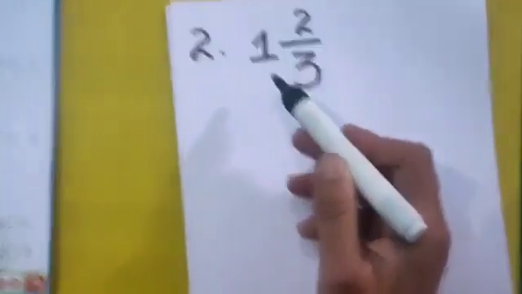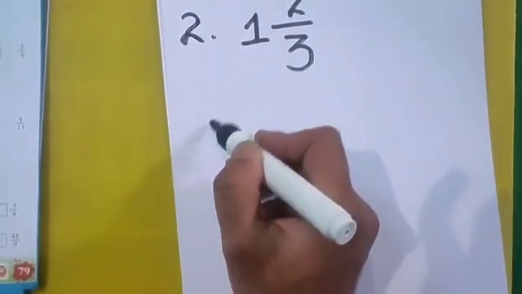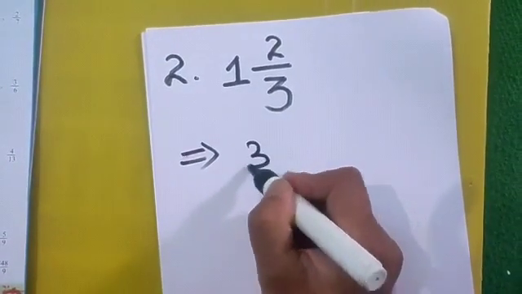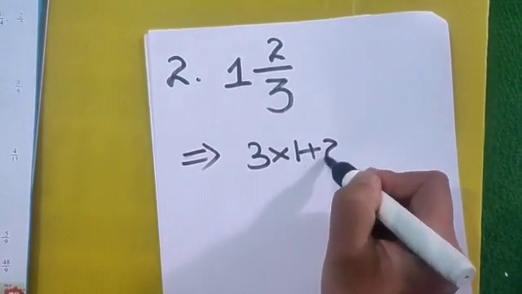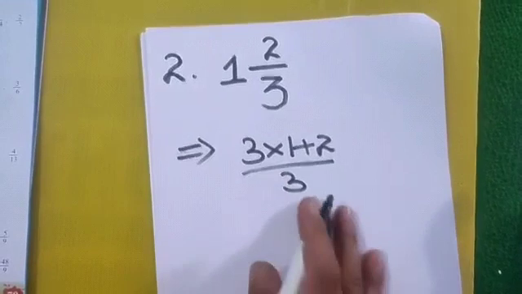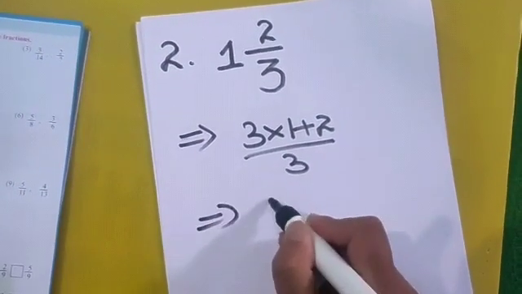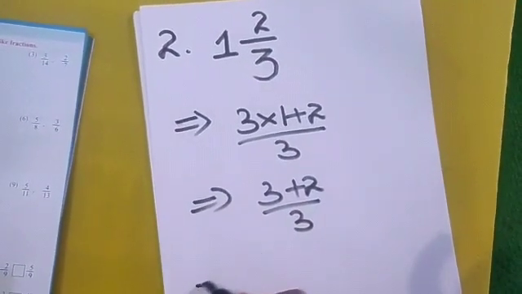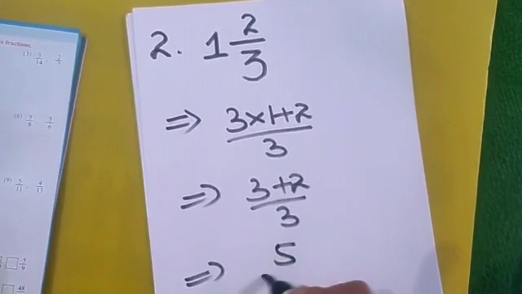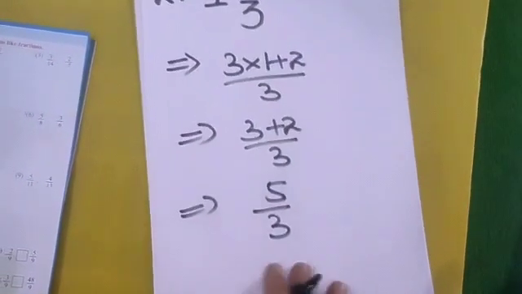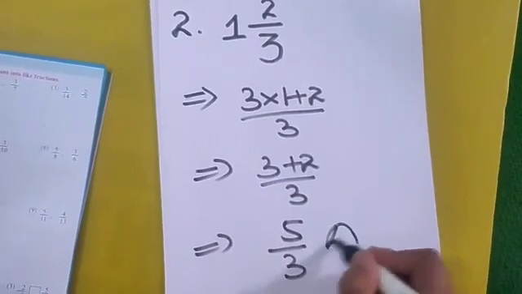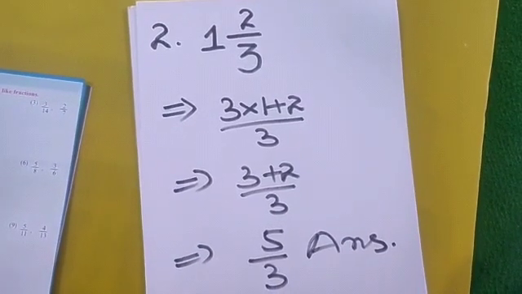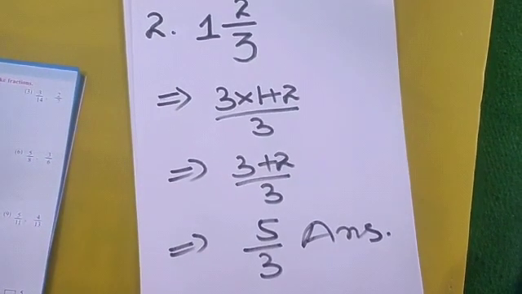Our next part is 1 whole 2 upon 3. We will multiply 3 with 1, 3 times 1 added 2, and denominator is 3. 3 times 1 is 3, added 2 is 5, and denominator is 3. So our answer is 5 upon 3. That means 1 whole 2 upon 3 is equal to 5 upon 3.